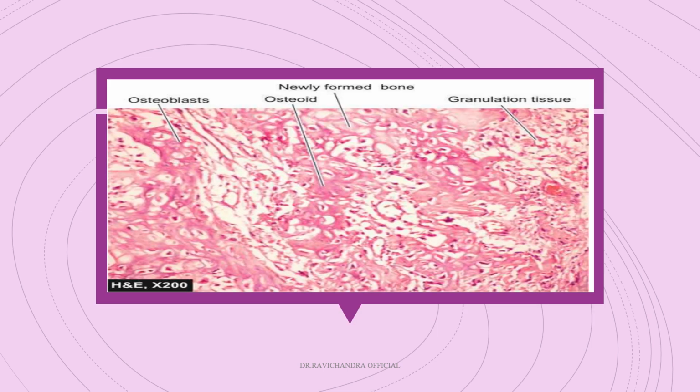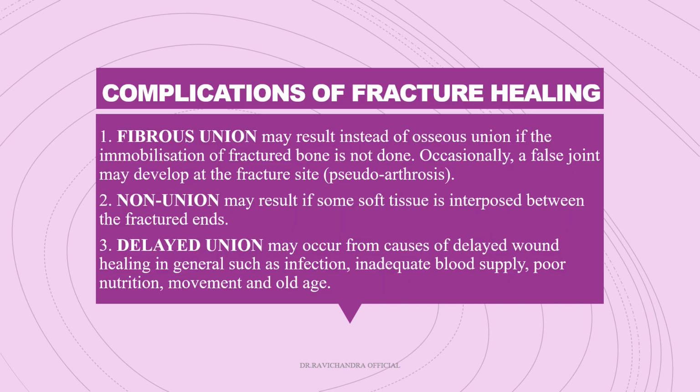So this is a microscopic picture of fracture healing with resulting newly formed bone and granulation tissue seen in the picture. Complications of fracture healing. Earlier we have discussed complications of wound healing. Here we will discuss complications of fracture healing. One will be non-union, the other will be delayed union, and the third will be fibrous union.